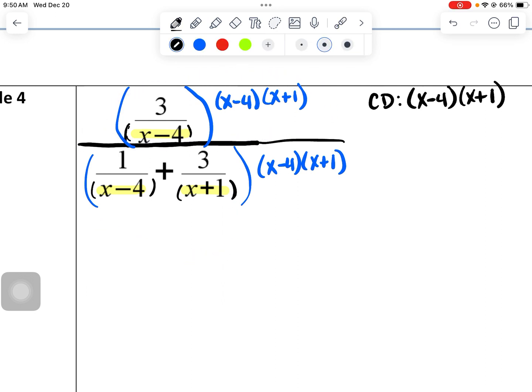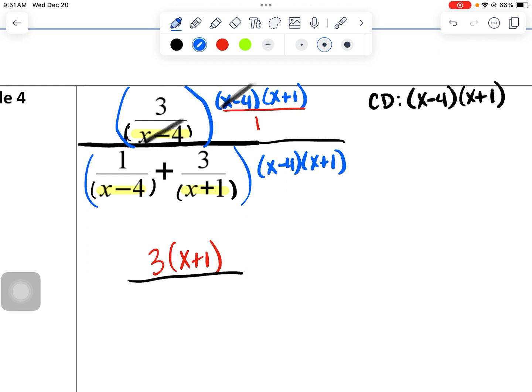But then if I zero in on just the numerator, remembering that this is a term over 1, when I multiply this, I would multiply the numerators together and the denominators together and make one big fraction, in which case my x minus 4 divided by x minus 4 would simplify to 1, and I would have a 3 times x plus 1 left over 1.